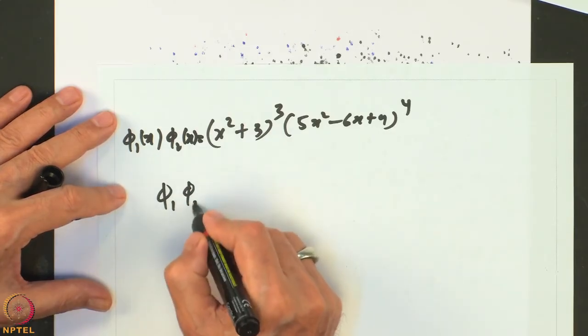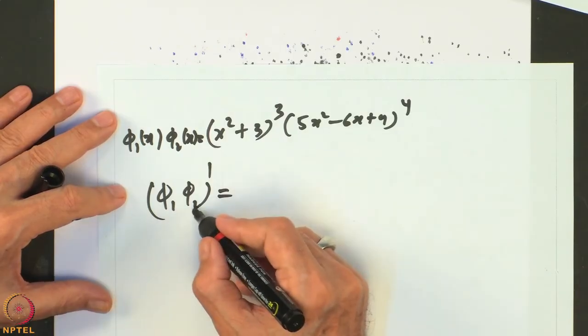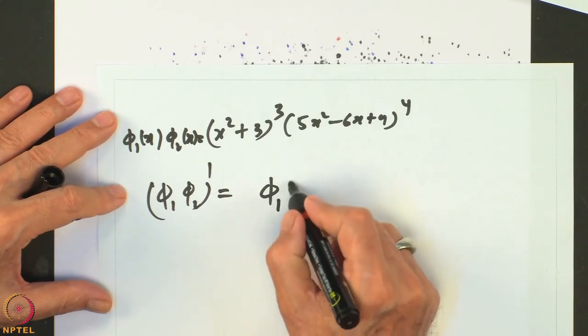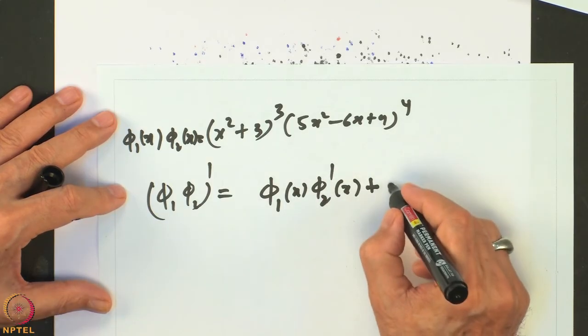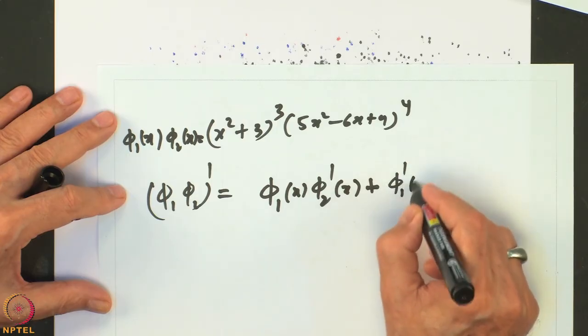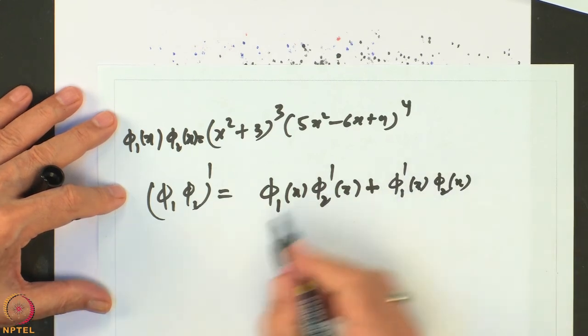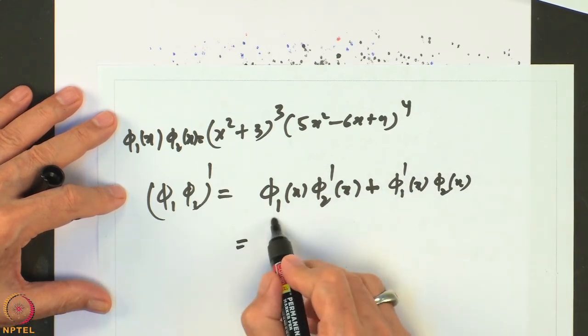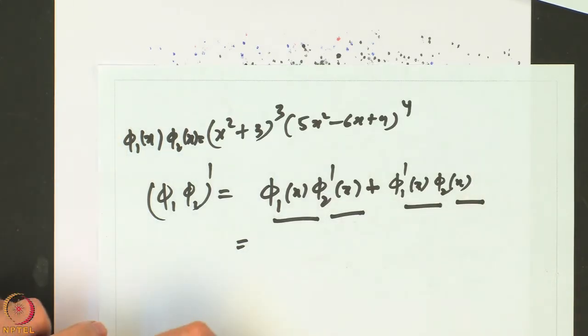The derivative of phi 1 phi 2 will be equal to first function into derivative of second, phi 1 of x into phi 2 dash of x, plus phi 1 dash of x into phi 2 of x. So here I am using the product rule, and now we can put down the values of phi 1, phi 2, phi 1 dash and phi 2 dash that we have already computed. So this is the way we calculate the derivative of complicated functions using our limit rules.